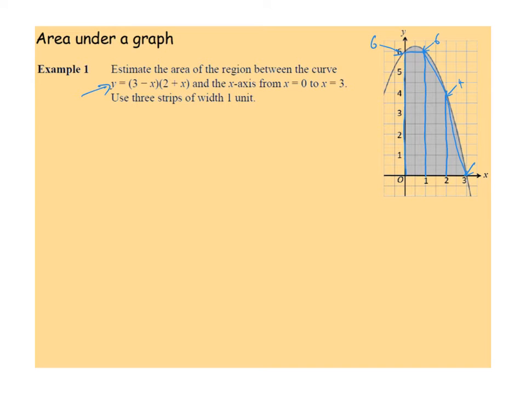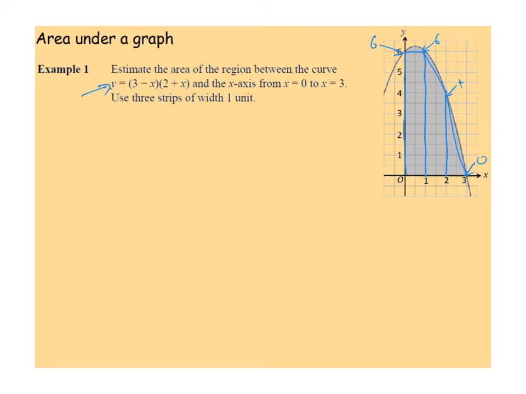And then the final point is when the x value is 3. And you can see that this first bracket, if x is 3, is going to be 0. 0 multiplied by anything is 0. So this value is 0. So now we need to work out the area of the 3 strips.